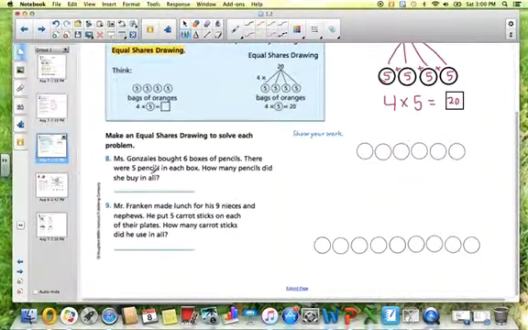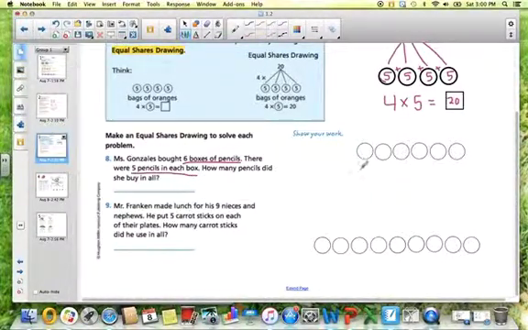So let's move on. We are going to make an equal shares drawing to solve each problem. And as I said, I already cheated and made my circles, so you'll just do that as you're working through the problem. So number 8, Miss Gonzalez bought 6 boxes of pencils. There were 5 pencils in each box. How many pencils did she buy in all? So she bought 6 boxes of pencils, and there were 5 pencils in each box.